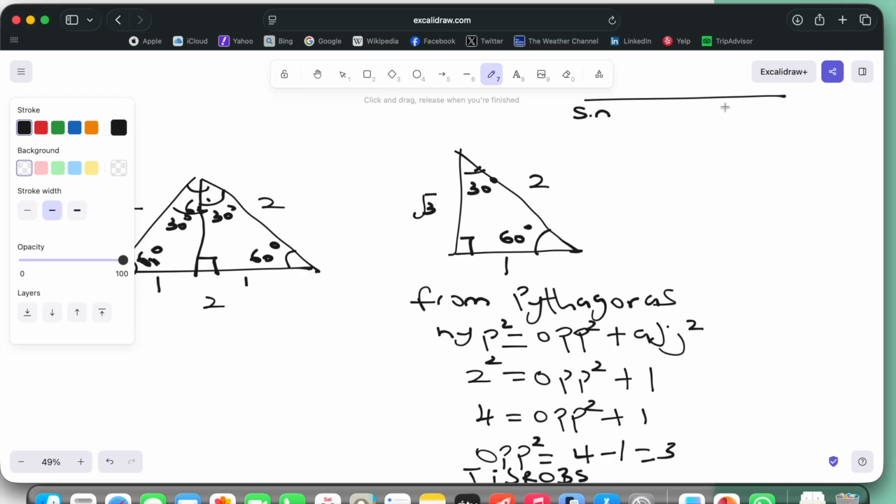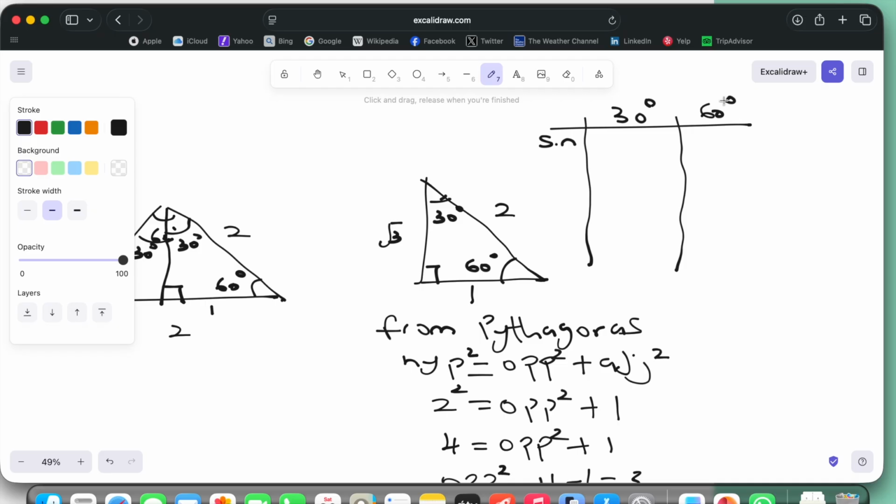So we'll go with 30 degrees and 60 degrees, instead of repeating myself many times. So this is sine, this is cos, and this is tan. For 30 degrees, sine is what? Opposite over hypotenuse. So the opposite is 1, the hypotenuse is 2. So this is 1 over 2. For 60 degrees, the opposite over hypotenuse will be root 3 over 2.